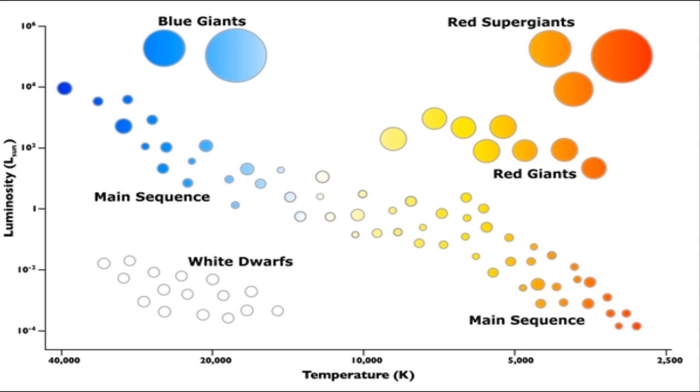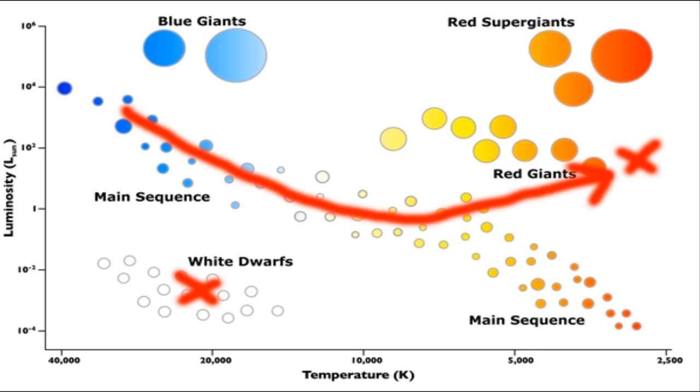Here is the Hertzsprung-Russell diagram. It shows us how a star will live and die depending on its size. There are three paths that a star can follow. The smallest stars will follow this path along the main sequence as they stop fusing. This is the path to a white dwarf.